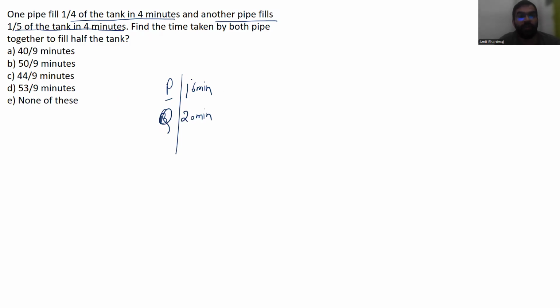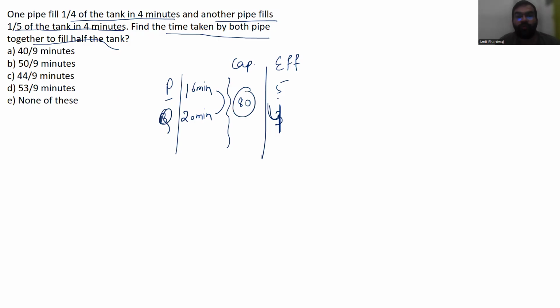Simple scenario. The question is to find the time taken by both of the pipes together to fill half the tank. First assume the capacity. The LCM of 16 and 20 will be 80. So P is 5 and Q is 4, and this is the efficiency. In 1 minute they can fill 9 units. Half you need to fill, so you just need to fill 40, because half of 80 is 40. So the answer will be 40 by 9 minutes, and that is my answer, option A. Okay, this is the point. Let's move toward the next point.